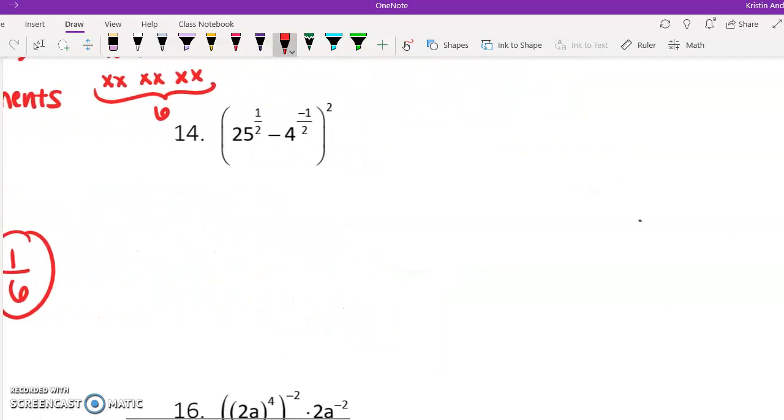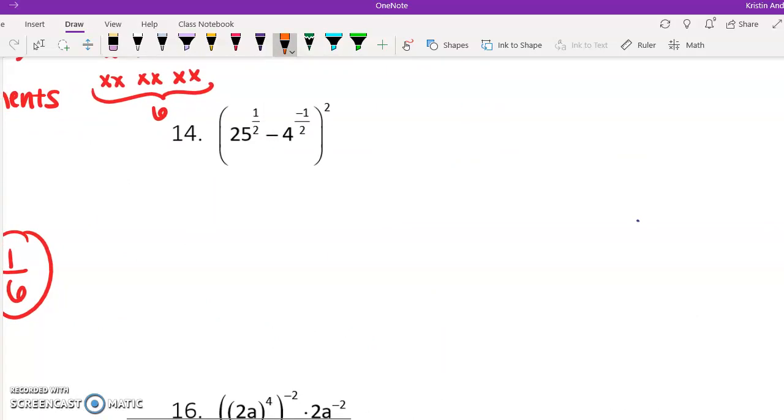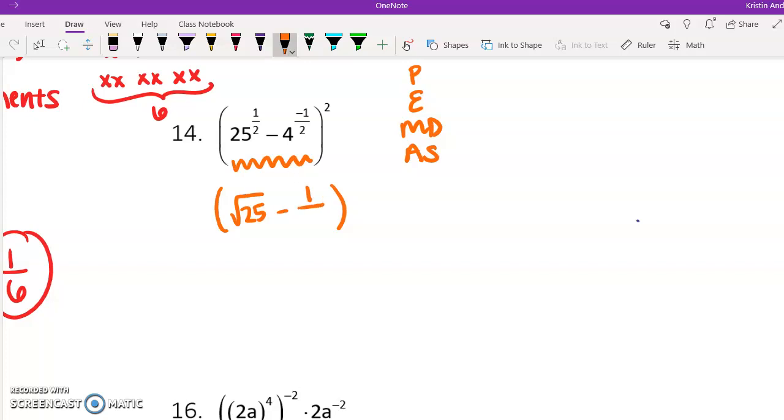On 14, change colors here. On number 14, we don't want to take care of the squared before we do the subtraction. So we have to follow order of operations, and in the order of operations, we have to do everything in the parentheses first. So when I look in here, is there any simplifying I can do? Yes. We know 25 to the 1/2 power means the square root of 25. And then we know 4 to the -1/2 is 1 over the square root of 4. And I'm just carrying that squared down to the next line.